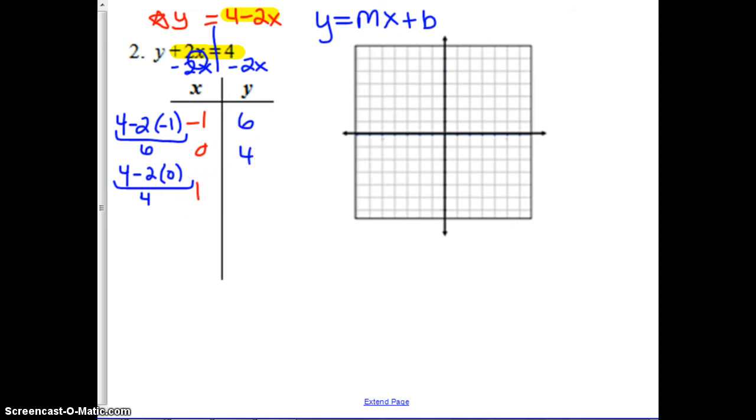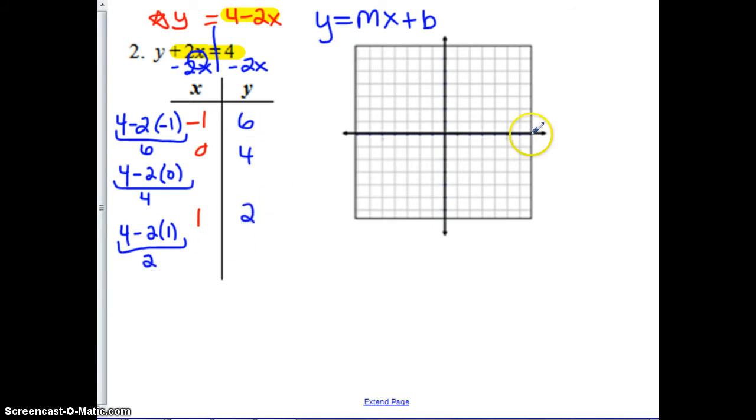And finally, we'll put a 1 right down there, and we will have 4 minus 2 times 1. So 4 minus 2 is 2, and that goes straight across here.